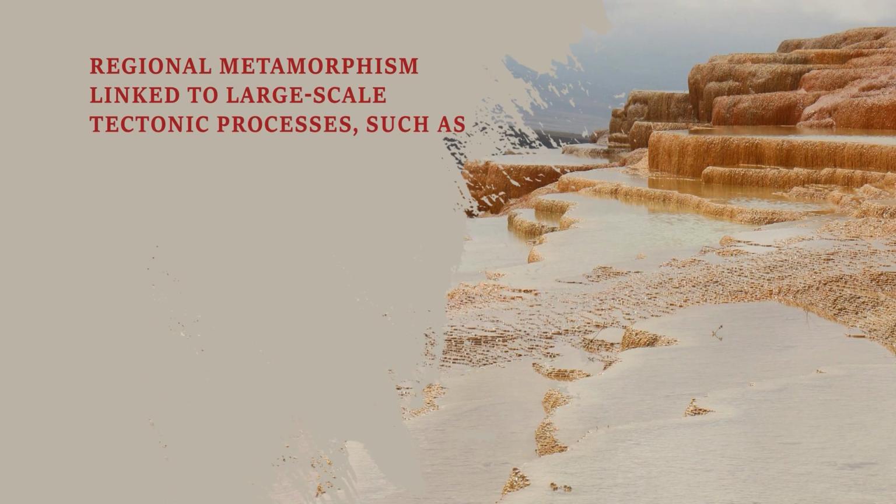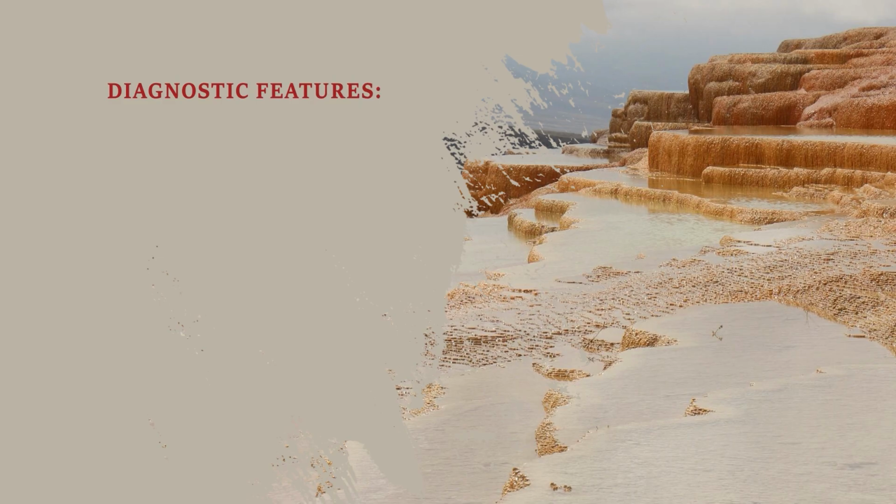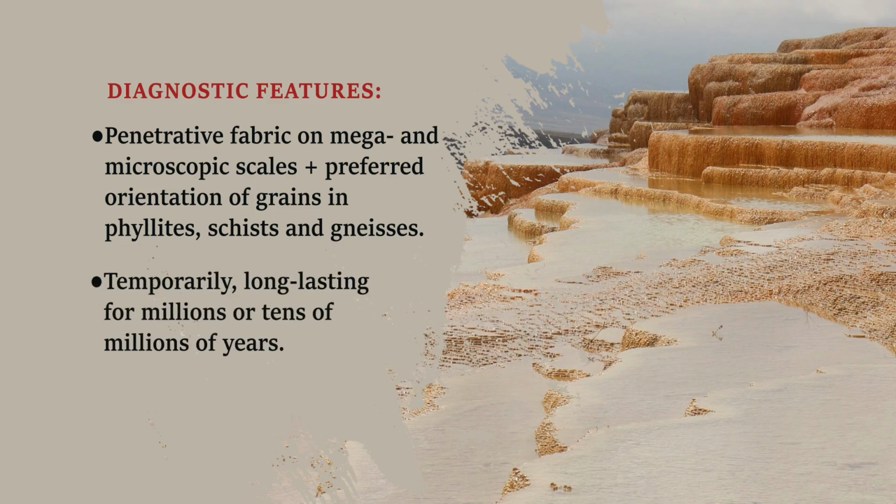The regional metamorphism is linked to large-scale tectonic processes such as ocean floor spreading, crustal thickening related to collision of plates, subduction, and deep basin subsidence. The diagnostic features are penetrative fabric on mega and microscopic scale and preferred orientation of grains in phyllites, schists and gneisses, temporarily long lasting for millions or tens of millions of years.